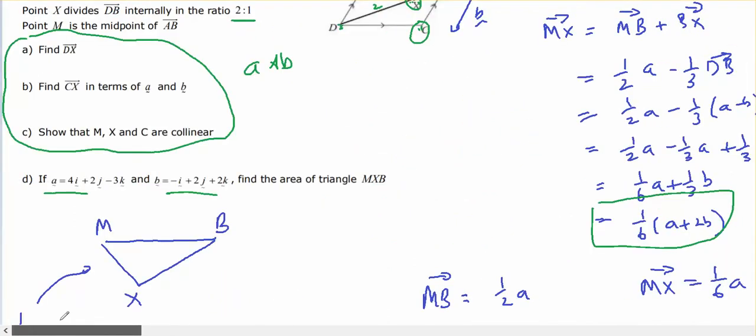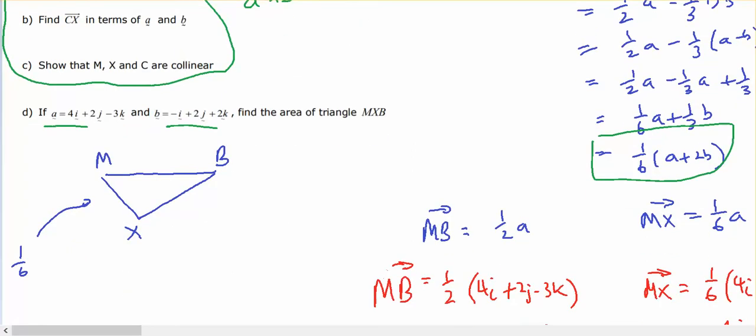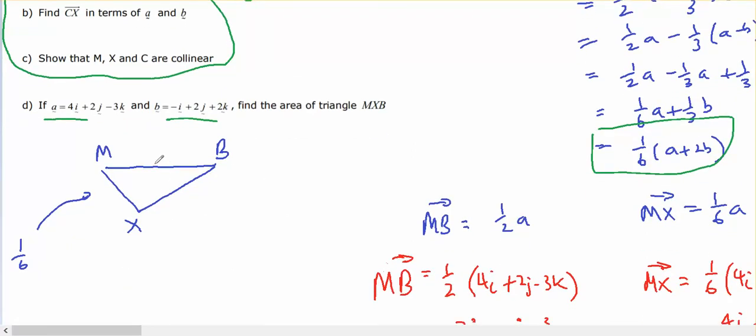Okay, so that's A, B, and C done. To do D, I need the area of this triangle. The formulas that I have for the area of triangles is 1/2 base times height, which in this case is no good because I don't know the height. I can do 1/2 AB sine of C.